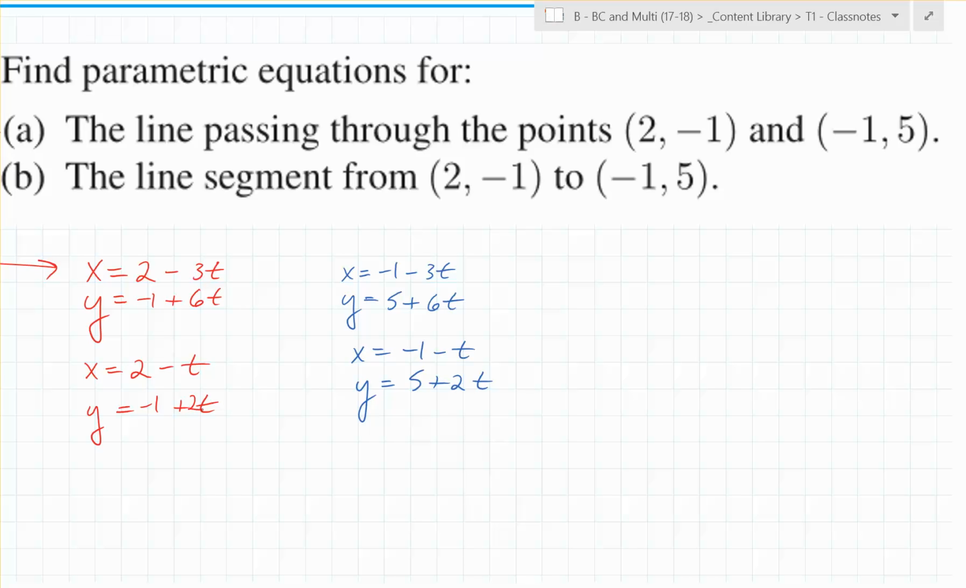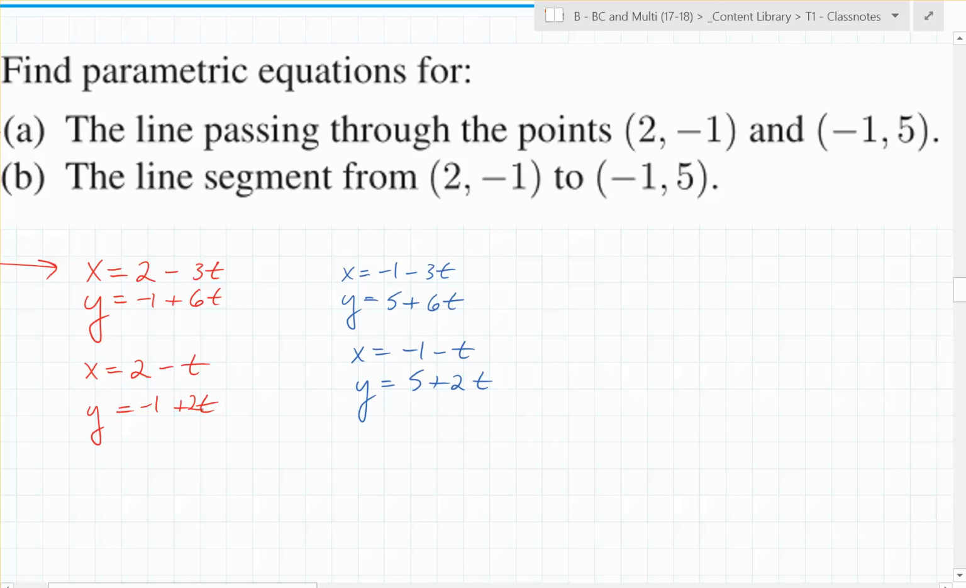Now, where the particle is at a given time is different for each of these, right? At time equals 0, where is this? (2, -1), right? At time equals 0, these are at the same spot, but they're not at the same place. So look at part B. It says the line segment from (2, -1) to (-1, 5). From and to means that you can imply time equals 0 and time equals 1.